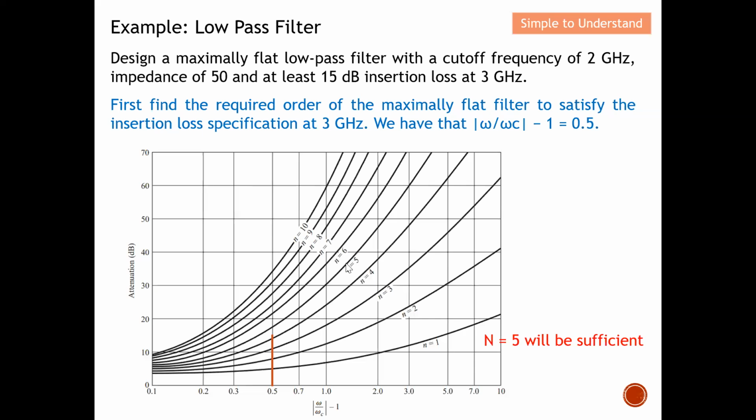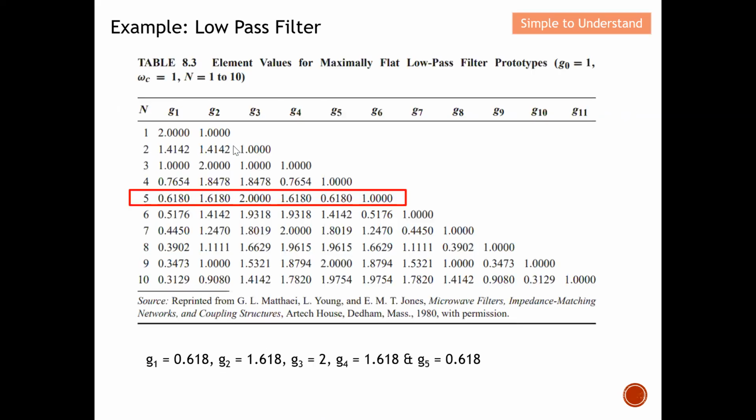So therefore, I will choose this n equals 5 as denoted over here. Next, once I have done this, I refer to this table here. So basically, I need to do this for n equals 5. This will be the characteristics.